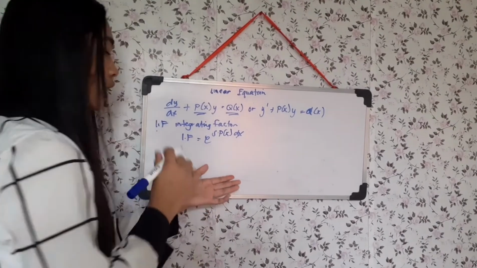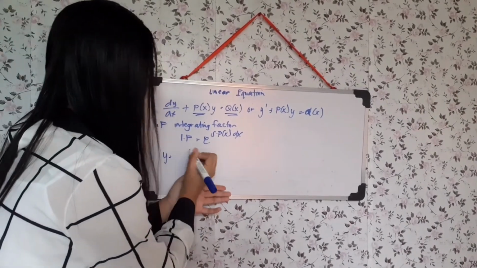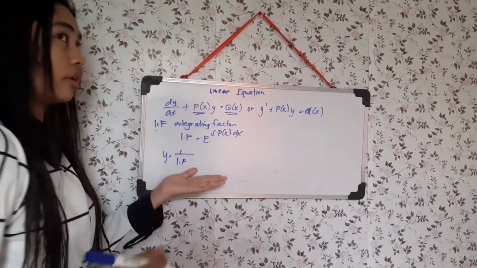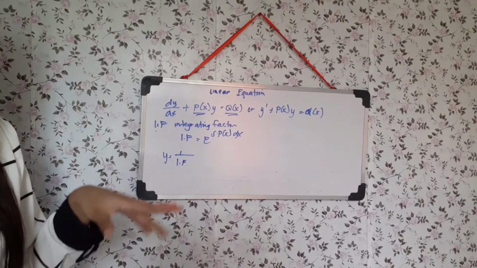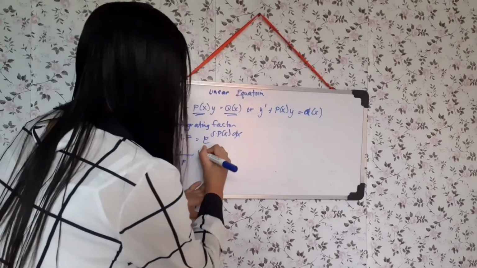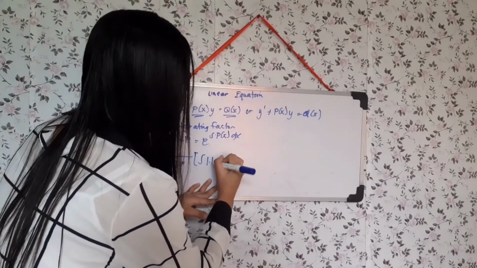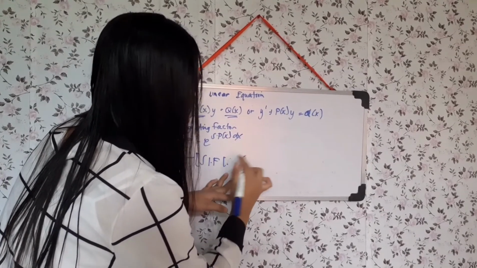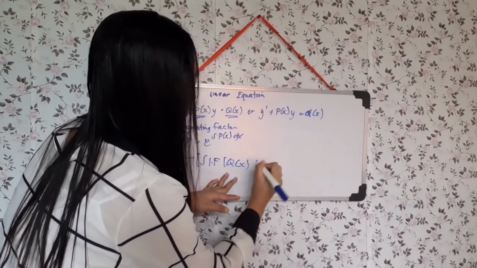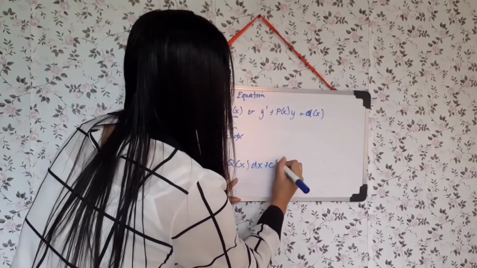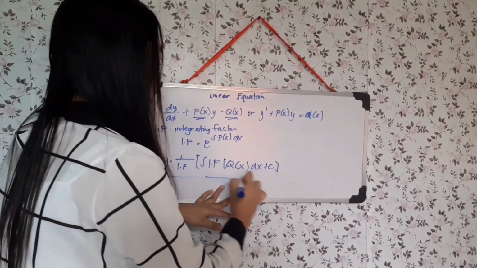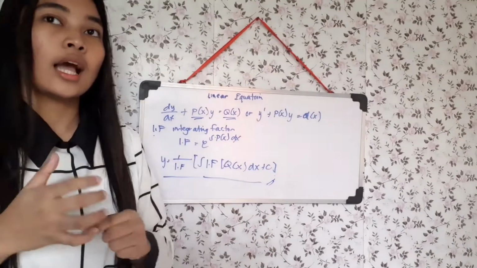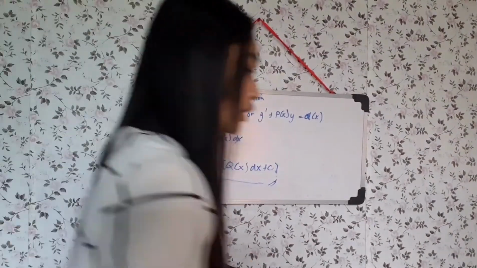After getting the integrating factor, we can use the general solution, which is y equals 1 over the integrating factor times the integral of the integrating factor times q of x dx plus c. So this is the general solution. For better understanding, I will give some examples.